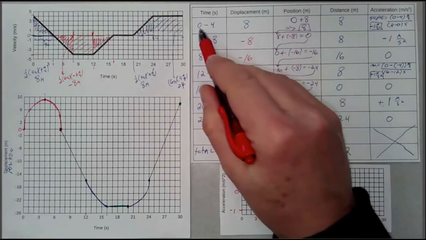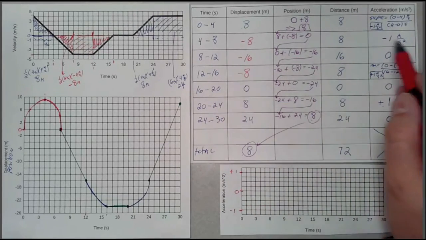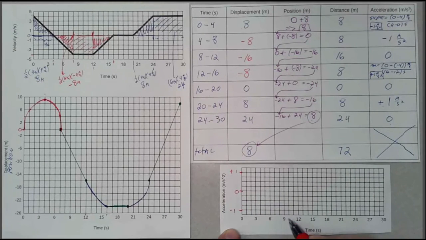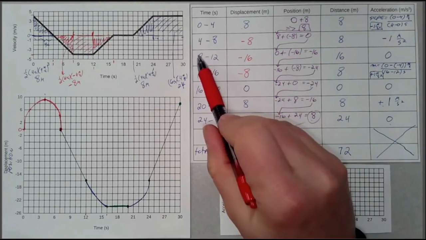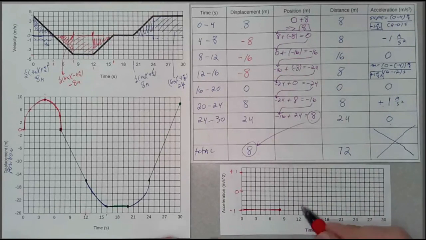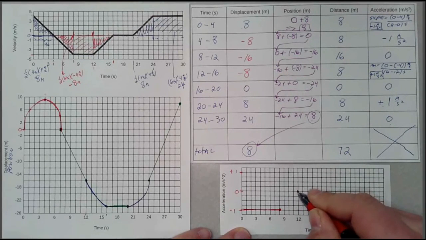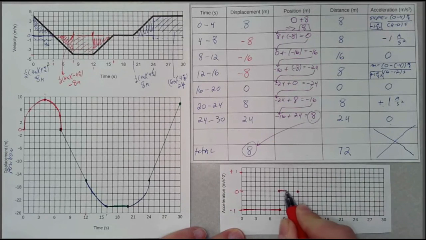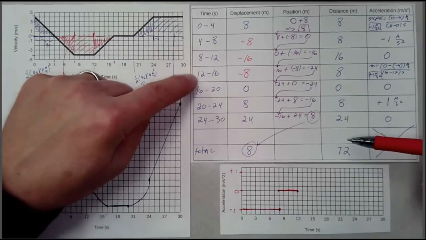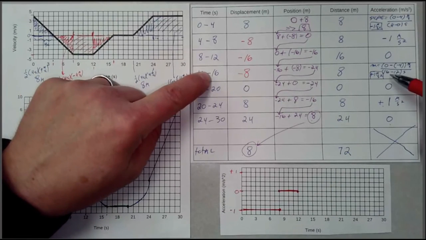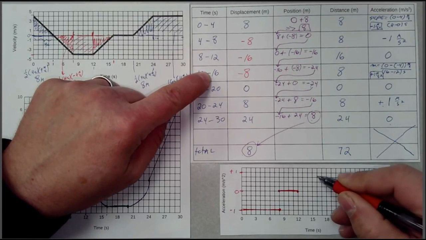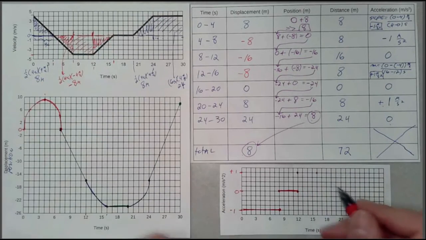So from 0 to 8 seconds, it has a negative 1. So here's 8. So there's my negative 1. Right. Then from 8 to 12 seconds, it has no acceleration. So that's this. Okay. And then from 12 to 16, it has a positive 1. So that's this, positive 1.